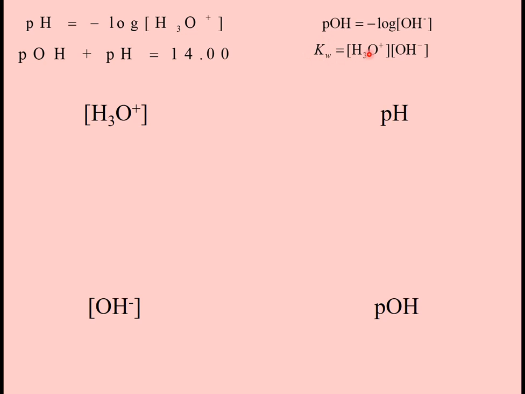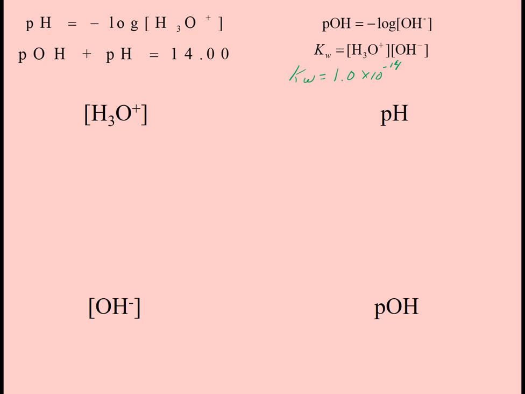Kw is equal to the hydronium times the hydroxide. Kw as a value is not given to you anywhere. You have to know it. And Kw at 25 degrees, which all these problems will be, is going to be 1.0 times 10 to the minus 14th. You must know this: minus 14, not 19.